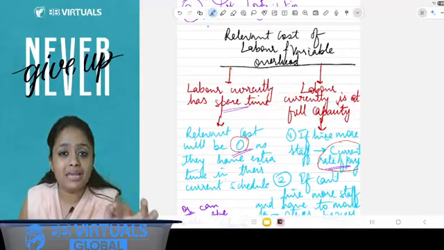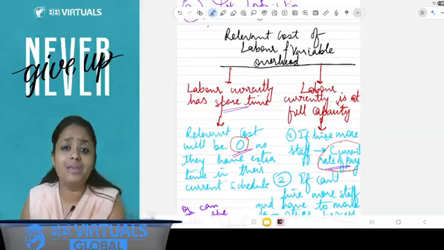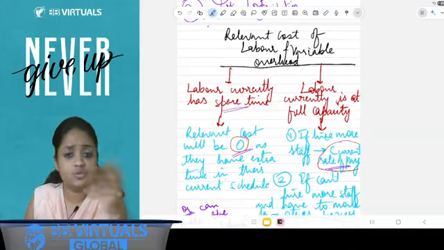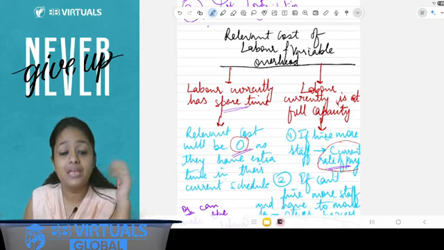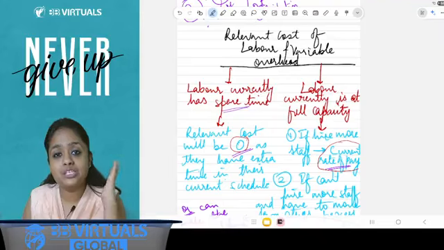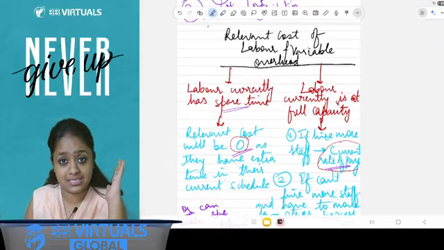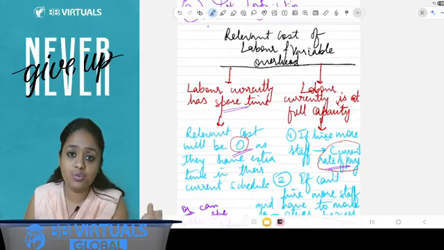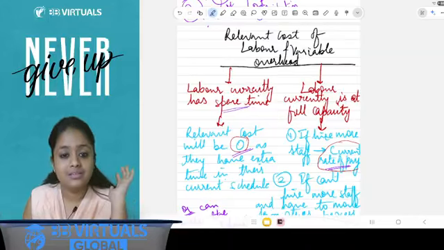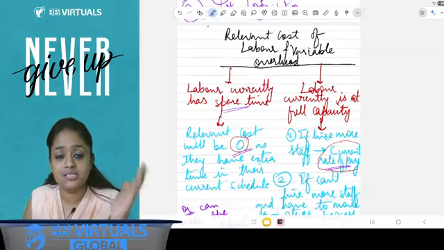Likewise here, my labor has spare capacity. So then you make them work. No relevant cost because you don't have to pay anything extra. They've already been paid for that time. Secondly, if your labor does not have spare capacity, now what best you can do is hire from the market. At what rate will you hire? Current rate. Clear? Because you will pay them what is currently going in the market.